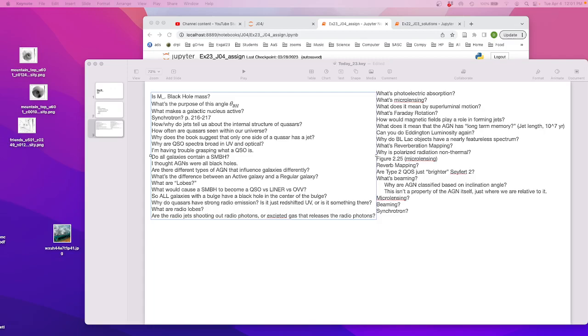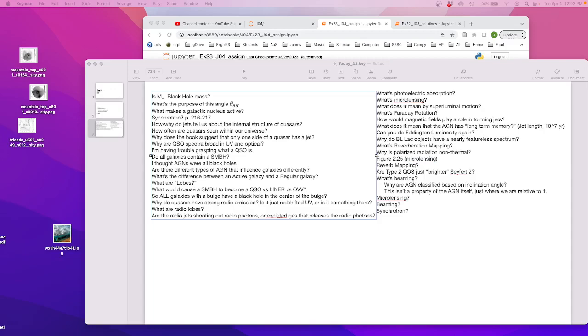I thought AGNs were all black holes. Yes, that's accurate. Are there different types of AGN that influence galaxies differently? Yes. AGN get grouped into a two parameter family of things, and we can describe any one of these AGN in this paradigm of two parameters. The parameters are how aggressively it's accreting, which means how much stuff is nearby, and how you're looking at it, which means, is there crap blocking your view?